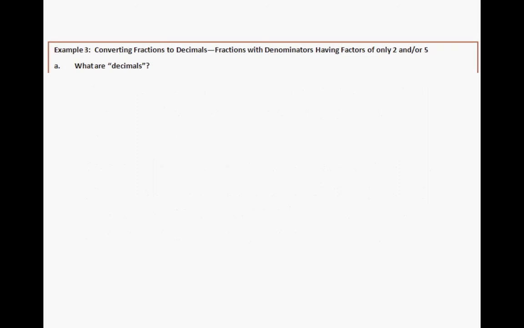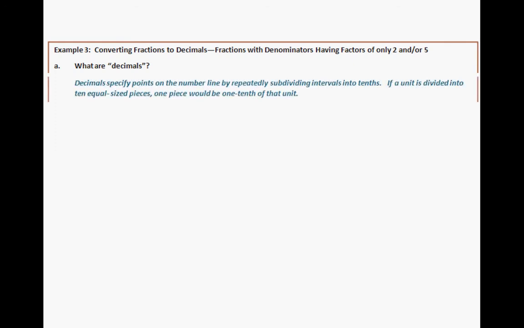All right, back to your worksheet, looking at example 3. What are decimals? And we just kind of explained that right now in your math journal. Decimals specify points on a number line by repeatedly subdividing intervals into tenths. So again, our whole idea of copies and partitions. If a unit is divided into 10 equal-sized pieces or lengths, then one piece would be 1/10 of that unit.